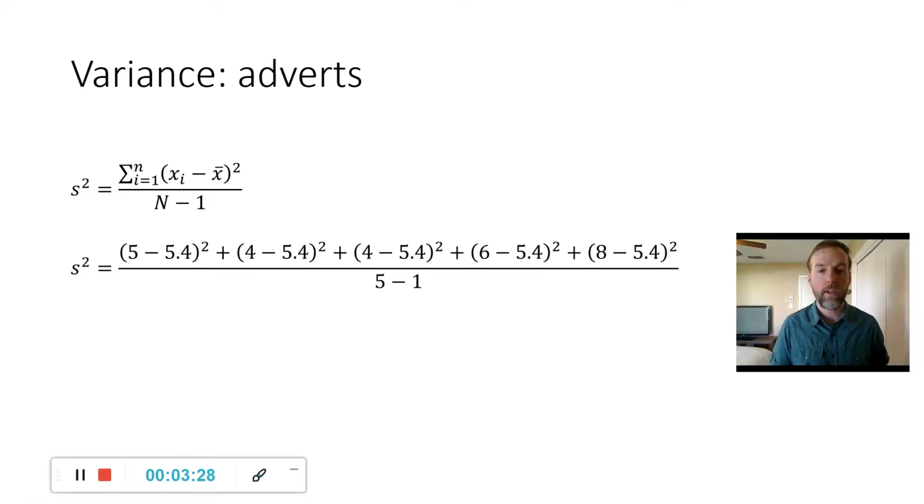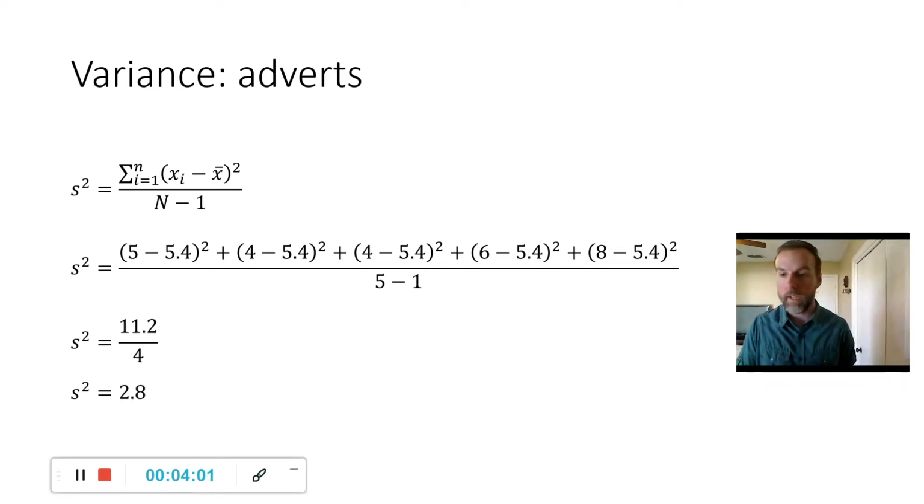If we look at that for one of these variables, trying to remember whether this is packets or adverts, let's go forward one slide. Okay, it's adverts, my apologies. So here we've got adverts. Our first participant saw 5 adverts. The grand mean was 5.4 adverts, so we subtract those and then square them. Then we do that for the remaining participants, and we divide by 5 minus 1, 5 being the number of participants, so 4 degrees of freedom. If we work this out, you'll find that the variance is 2.8.